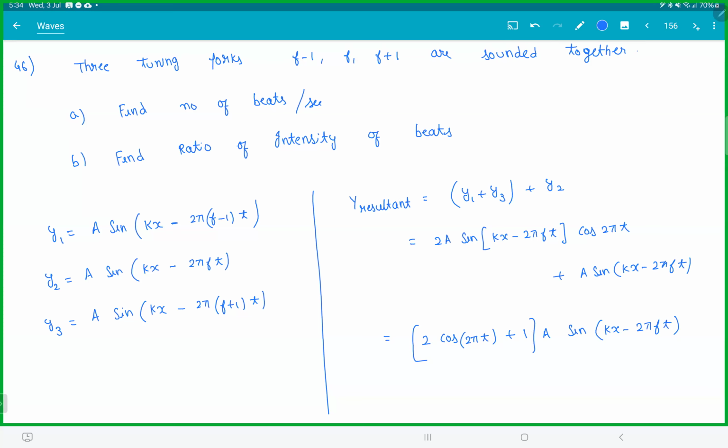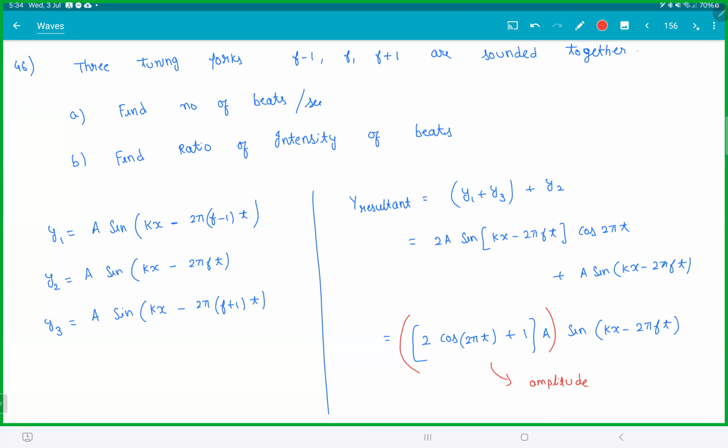So this is a progressive wave. And this whole term here is your amplitude. This is the amplitude which is changing with time. Clear this?